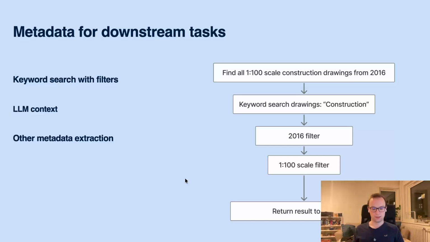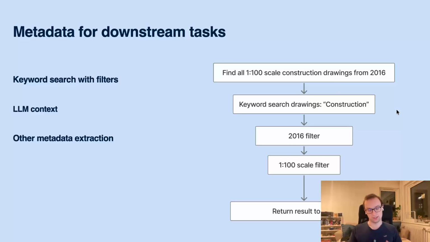So, for example, if you have a large document corpus and you want to navigate it, you can do keyword search. Let's say you do a generic keyword search like architectural drawing. You can then start filtering, right? Or you can search for find all 1 to 100 scale construction drawings from 2016.